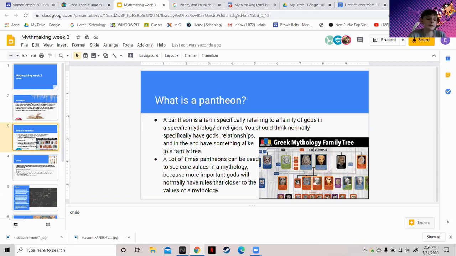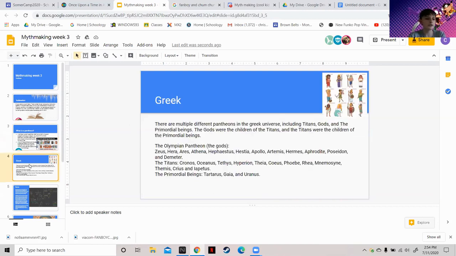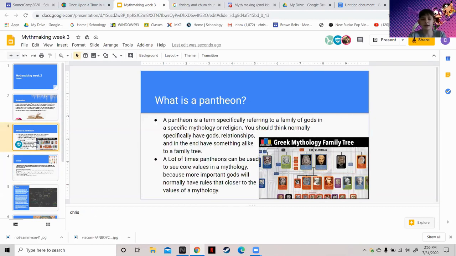The other thing about pantheons is a lot of the time they can be useful for understanding a specific mythology's culture, or at least their values. So for example, when we look at a Mesopotamian pantheon, there's a lot of gods who have to do with natural phenomena. So you can assume that the Mesopotamians cared a lot about nature. Normally bigger gods will have roles that are closer to core values of a mythology. We won't get into that as much, but I thought it'd be interesting to mention, so that when you're looking at things, you think about what they mean in terms of the actual mythology.